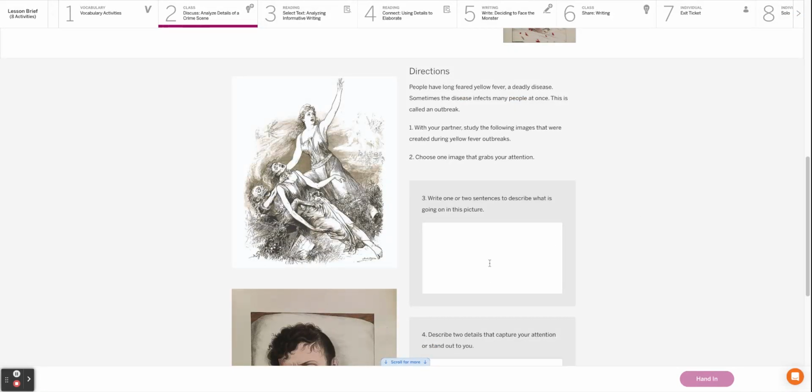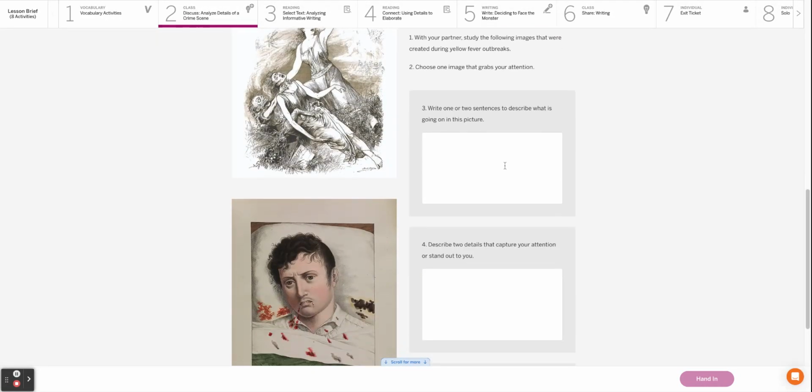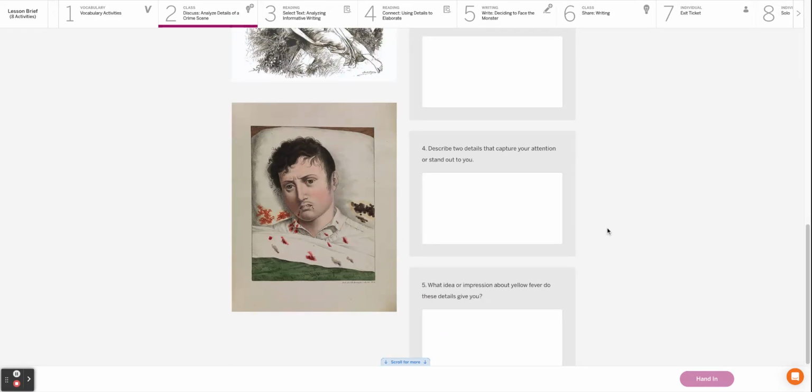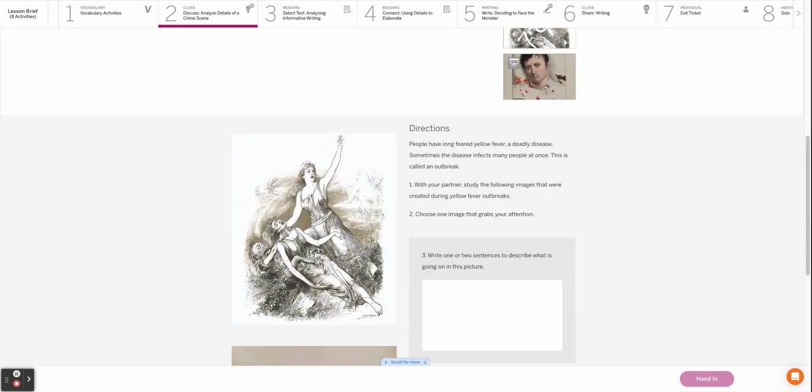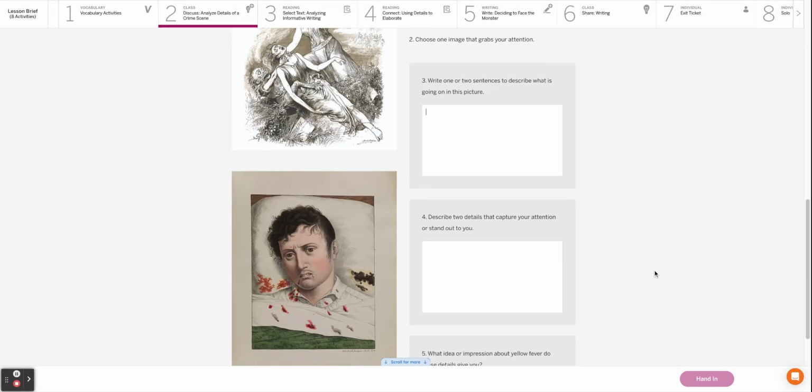You're going to write two sentences about what's going on in each picture and then describe two details that capture your attention or stand out to you. And then, which idea about yellow fever do you understand based on the details from the picture? What do you think the illustrators want the viewer to understand about what they drew? So just pick one of those pictures and you're going to write that down in the different boxes and then move on to activity 3.